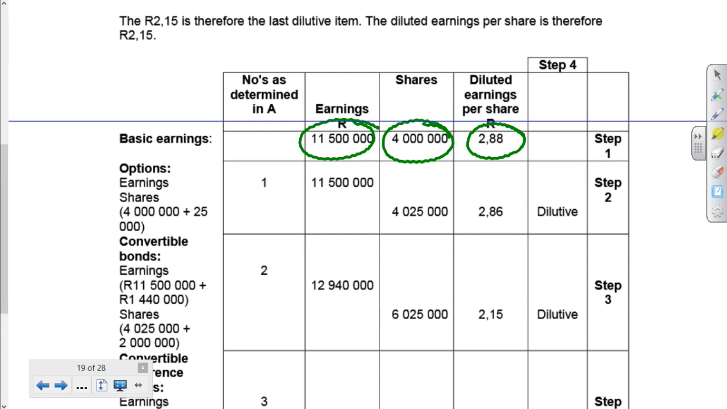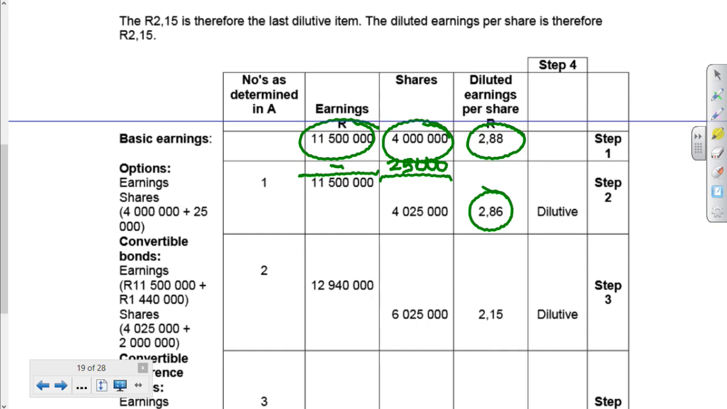No adjustment to earnings and a 25 adjustment to number of shares. I like to actually see it. I would see it with a thing there that's got the 25 and a 0, and those are my numbers for options. Okay, so there's my numbers for options. 11.5 and 4025. My earnings per share drops by a little bit because it was only going to be a few shares. Drops from 288 to 286. Am I diluting? Yes, I am.